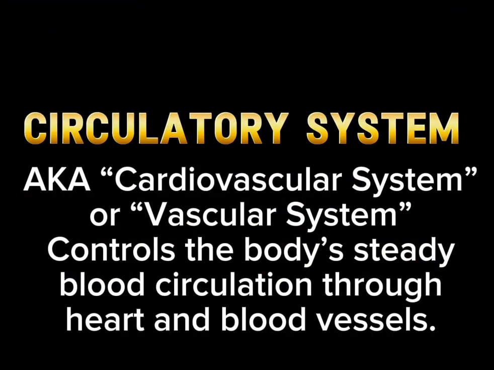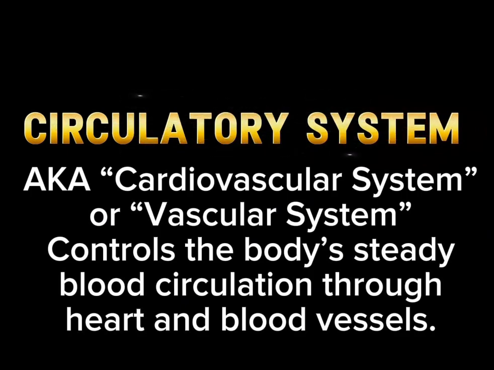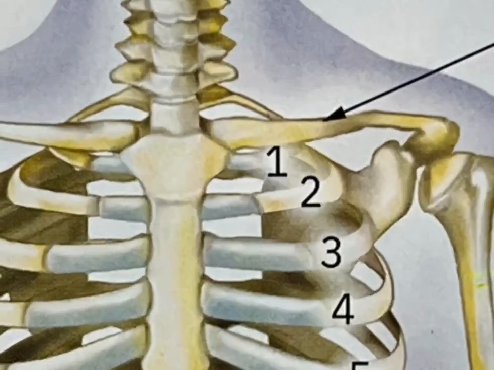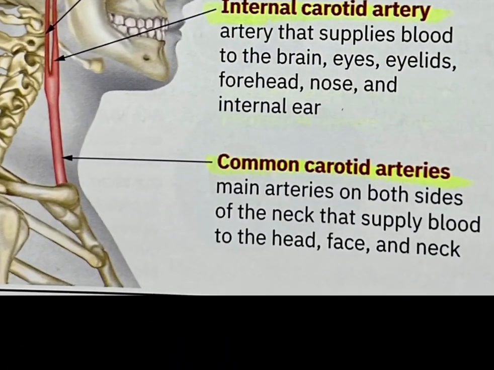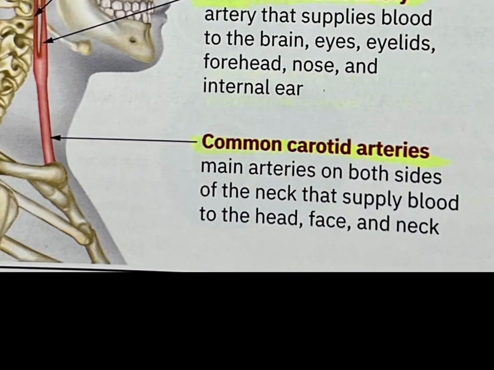Circulatory system, also known as cardiovascular system or vascular system, controls the body's steady circulation through the heart and blood vessels. Clavicle, also known as the collarbone. It joins the sternum and scapula. Common carotid arteries, main arteries on both sides of the neck that supply blood to the head, face, and neck.